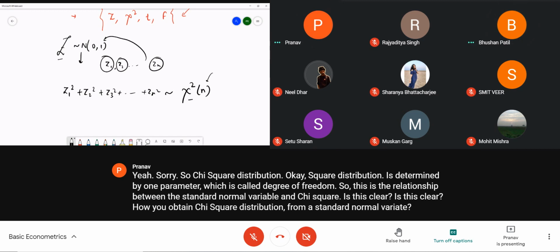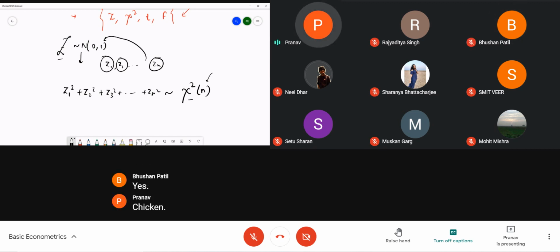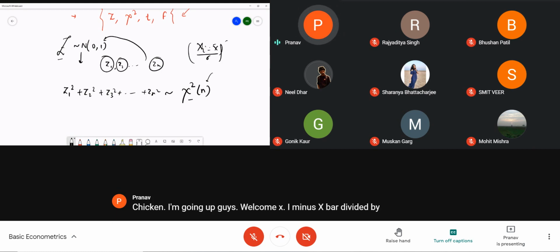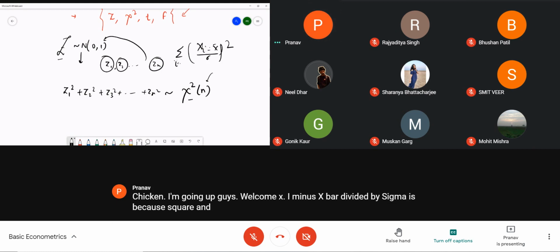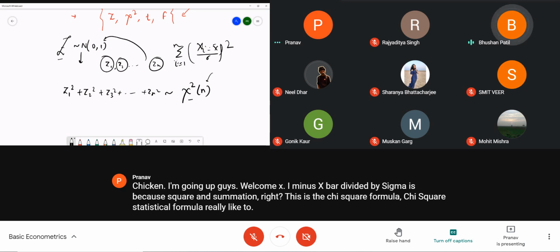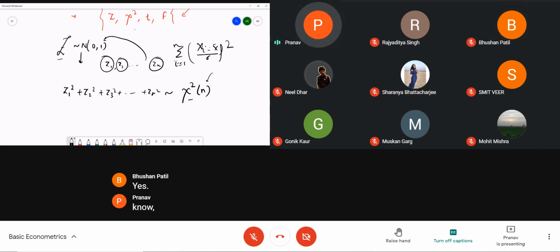Yes, sir. ठीक है? अब अगर आप chi-square का फॉर्मूला भी देखोगे आपको समझ में आ जाएगा. chi-square का फॉर्मूला हम कैसे लिखते हैं? xi minus x bar divided by sigma इसका square and summation, right? This is the chi-square formula. है ना? And this xi minus x bar upon sigma क्या है आपका? This is z.